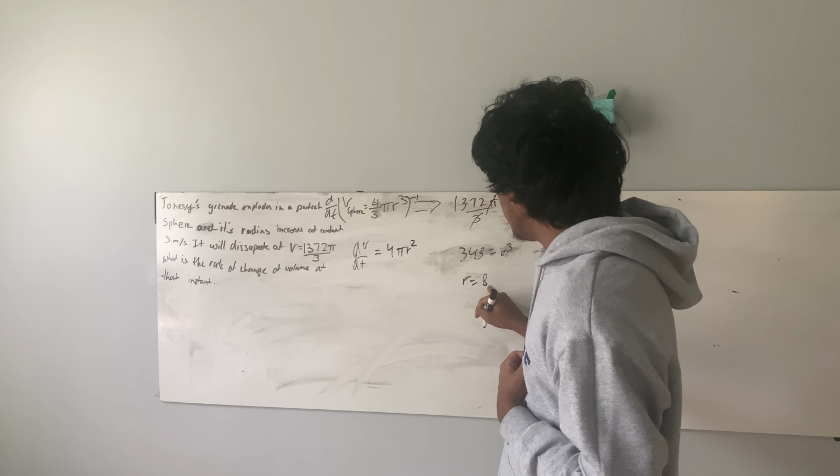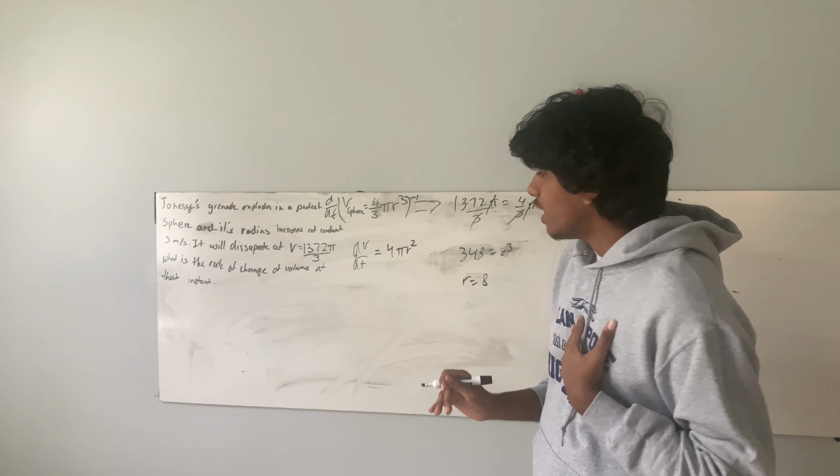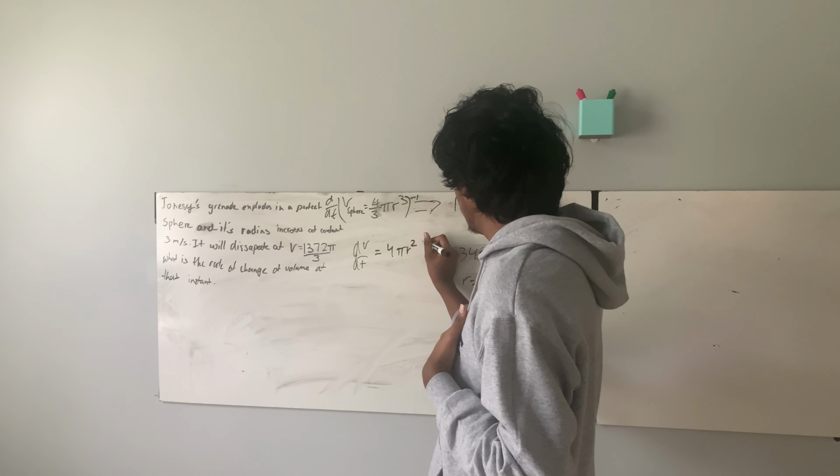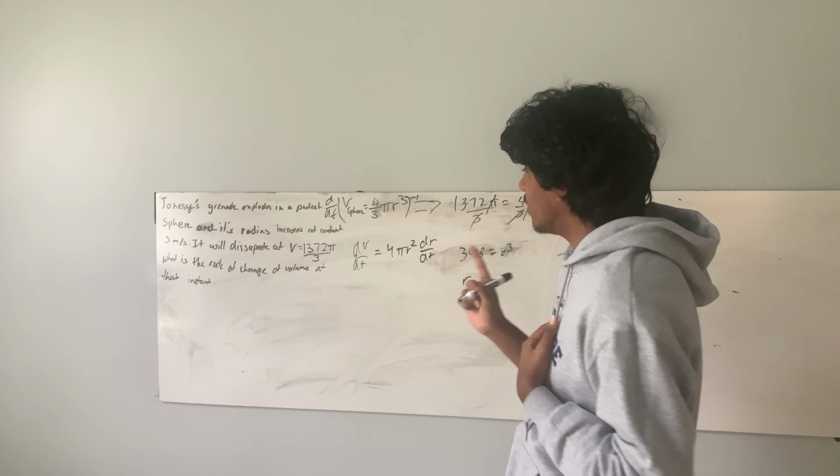Okay, we know 8 can go into the radius. Oh, sorry, I made a bad mistake. I've been doing this implicitly. dr/dt needs to be remembered.